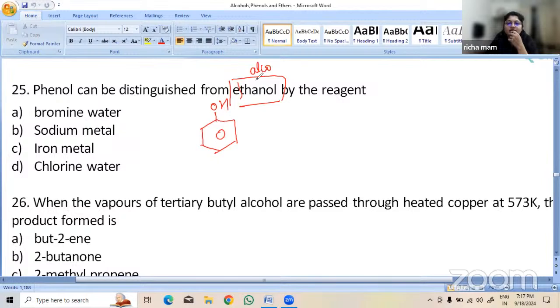So how can it be distinguished? Phenol is ArOH, so you have an aromatic ring. In alcohol, you have ROH, that is, you have an aliphatic group. So how can it be distinguished?